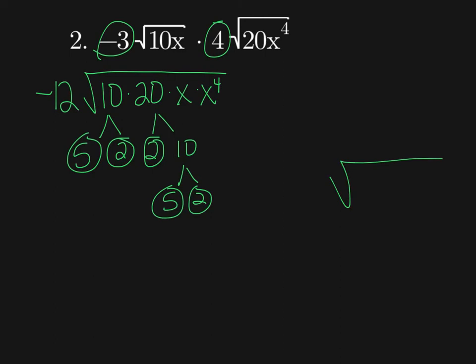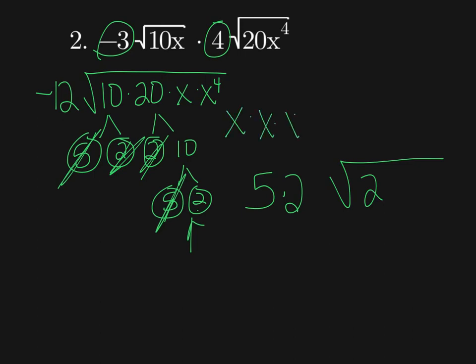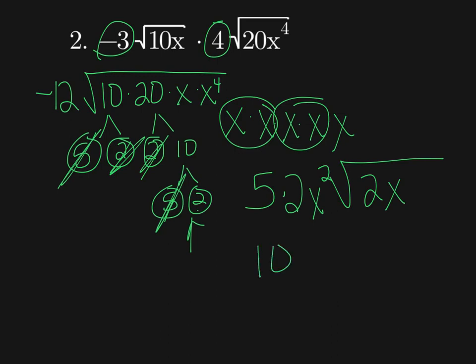So I'm going to look for my pairs. There's a pair of 5s, there's a pair of 2s, and then this 2 does not pair up, so it stays inside. And then I have 1x, and then I have 4 x's. Okay. There's 1 pair, there's 2 pairs, so that's x to the second, and then I have 1 that did not pair up. Okay, so 5 times 2 is 10, x to the second, square root of 2x. And that's the answer. So that's how you do multiplication.